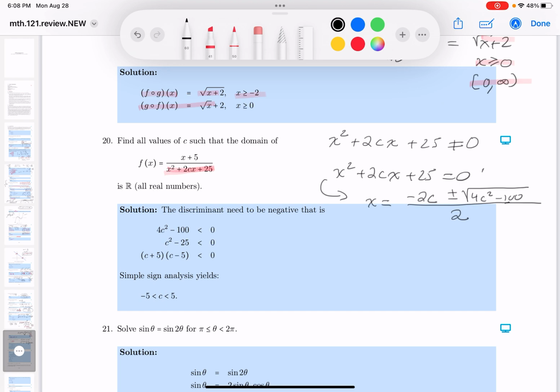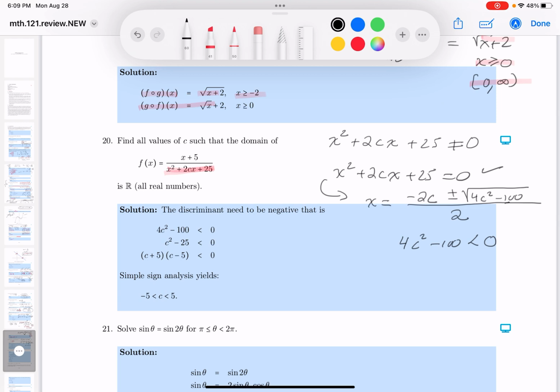Now realize, sometimes it's very confusing. I don't want this to have a real solution. So I need to make sure that 4c squared minus 100 is actually a negative number. I want to make sure it's negative, and then there'll be a complex solution to the problem. I'm only doing real numbers over here.